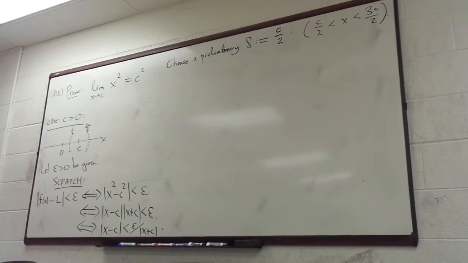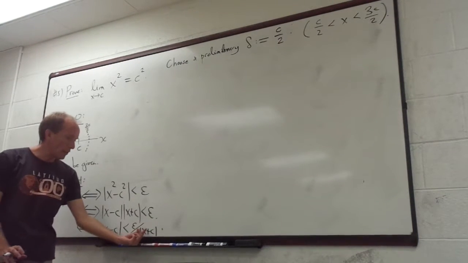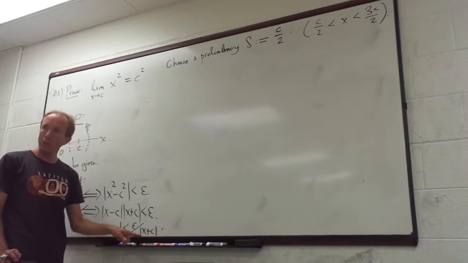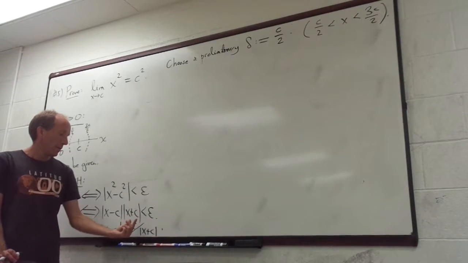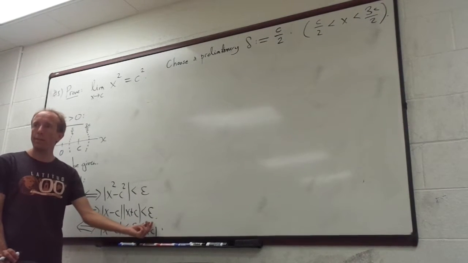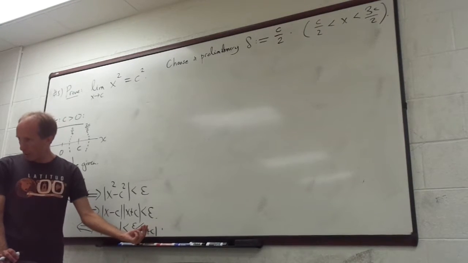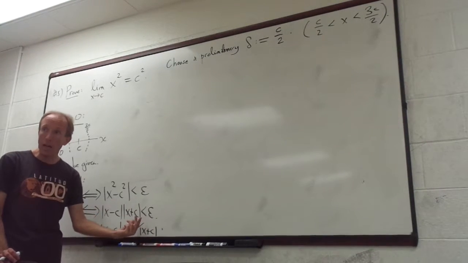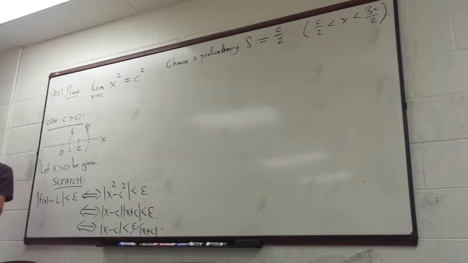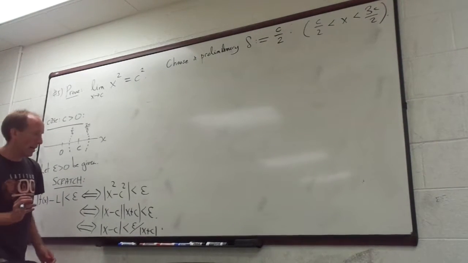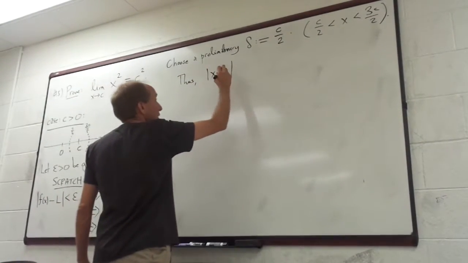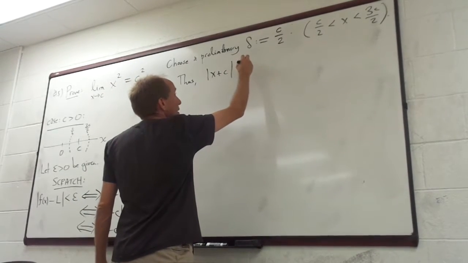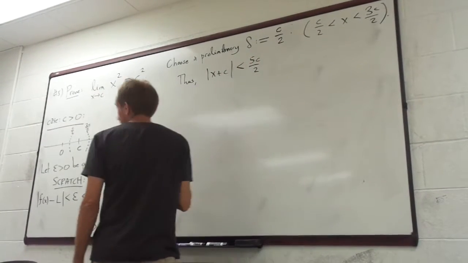Okay, so the biggest that x could be would be 3c over 2, which means the biggest that this denominator could be would be 3c over 2 plus c, 5c over 2, right, on the bottom. That's the biggest denominator, which would give us the smallest delta. Okay, so thus, I'm just going to put it this way: absolute value of x plus c is less than 5c over 2.